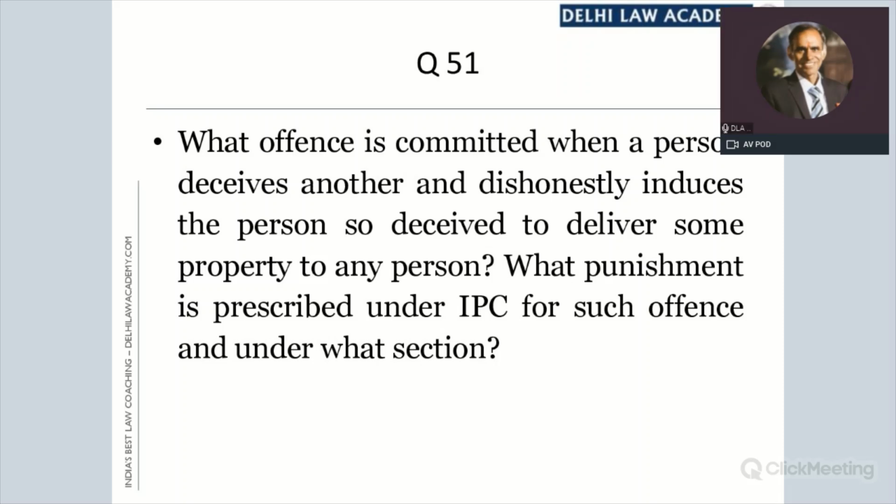Question 51. What offence is committed when a person deceives another and dishonestly induces the person so deceived to deliver some property to any person? What punishment is prescribed under IPC for such offence and under what section? Deception followed by dishonest inducing of delivery of property. Deception followed by delivery of property. So what offence and under what section?